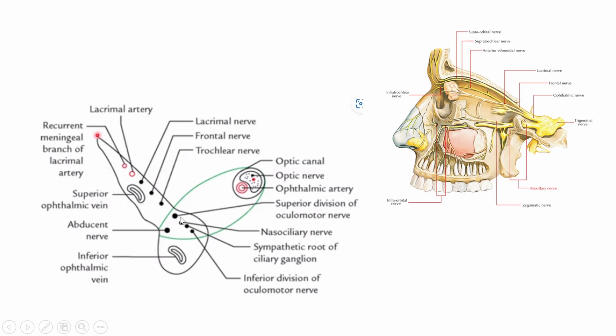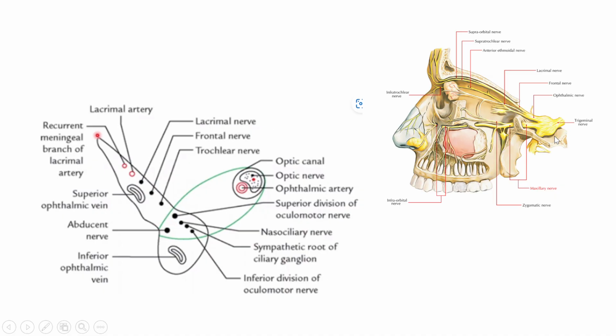So in the middle part, besides the superior and inferior divisions of the oculomotor nerve, you will see the nasociliary nerve, and lateral to the nasociliary is the abducent nerve passing. So 3 and 6 in the middle part. Now you will see the lacrimal artery and the recurrent branch of the lacrimal artery are also passing laterally, and the superior ophthalmic vein and the lacrimal, frontal and trochlear nerves are passing. The lacrimal and frontal are branches of the ophthalmic division.